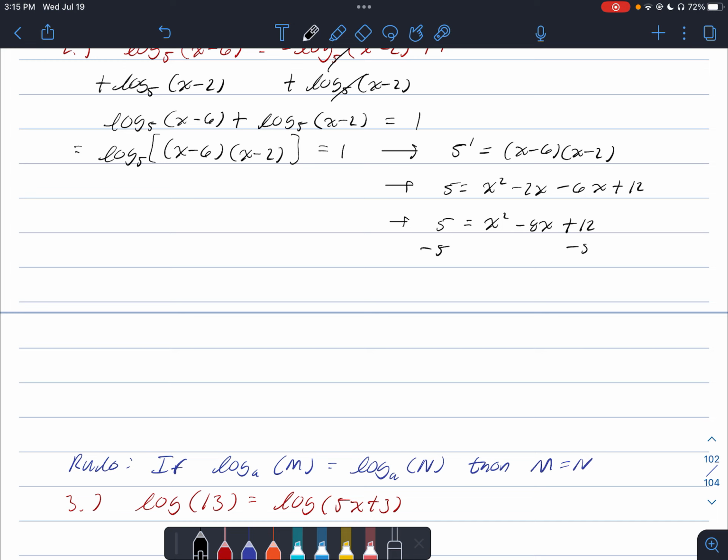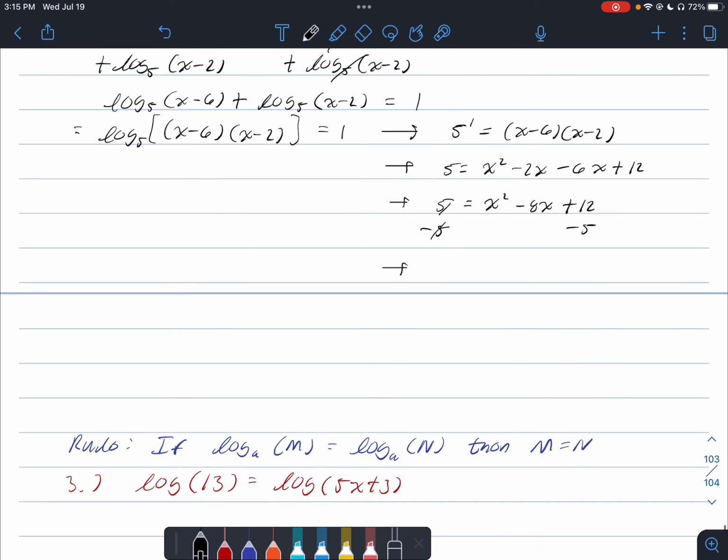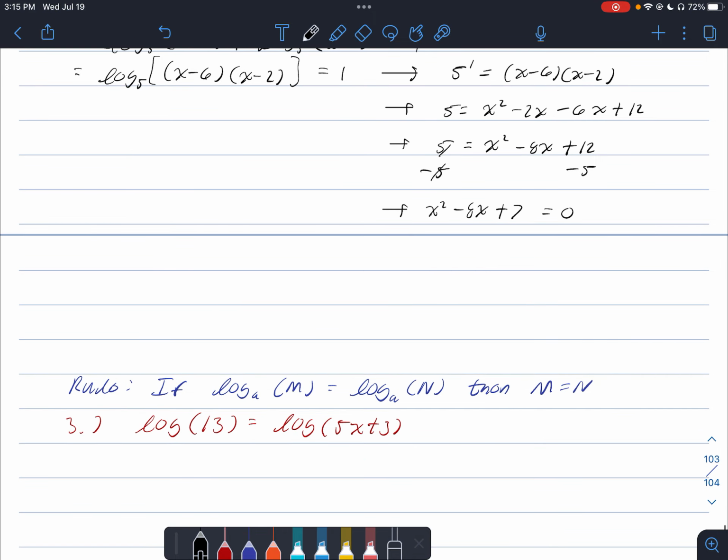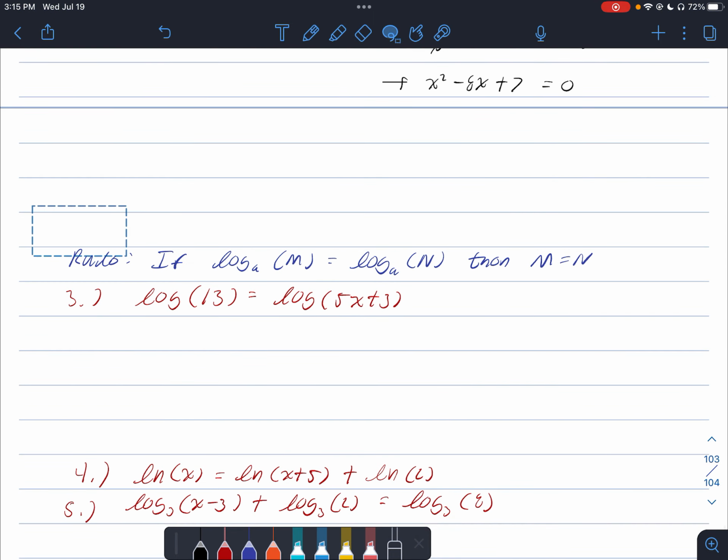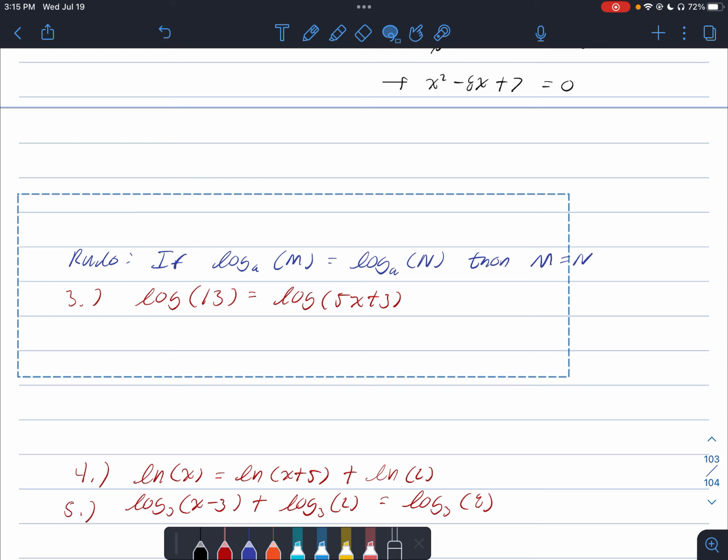And if we take 5 away from both sides, we will end up with x squared minus 8x plus 7 is equal to 0. Okay? Get yourself some more room.